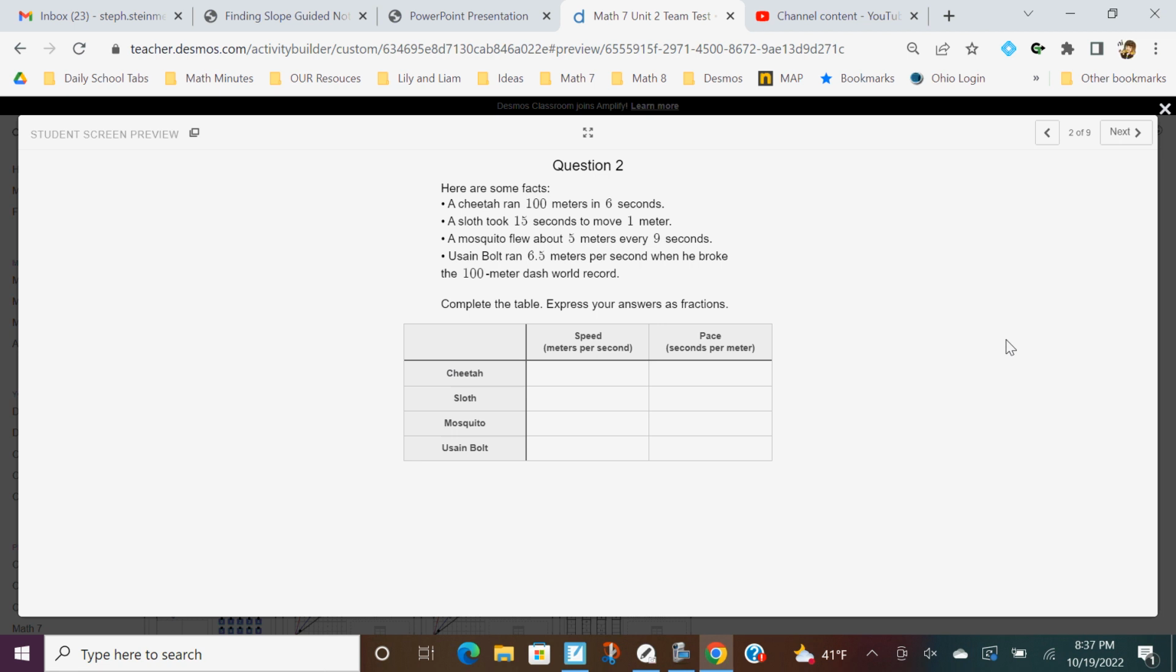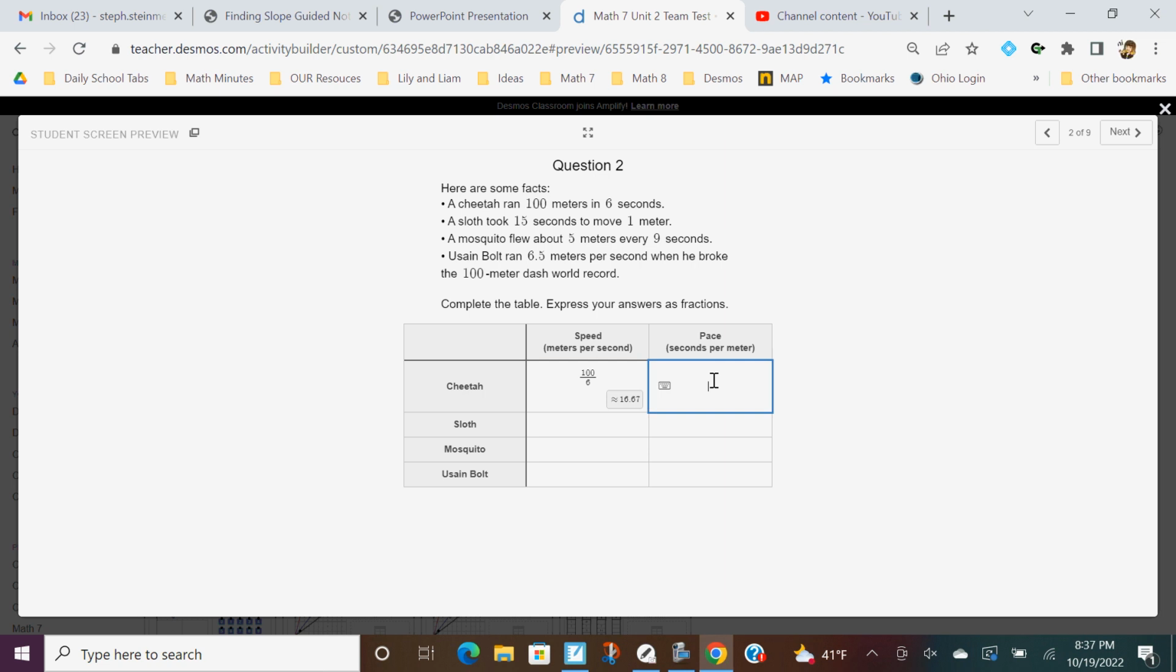Right. The next question says, here are some facts. A cheetah ran 100 meters in 6 seconds. A sloth took 15 seconds to move 1 meter. A mosquito flew about 5 meters every 9 seconds. Usain Bolt ran 6.5 meters per second when he broke the 100-meter dash world record. So for the cheetah, it says express your answers in fractions, so I want to do meters per second. So it was 100 meters over 6 seconds.